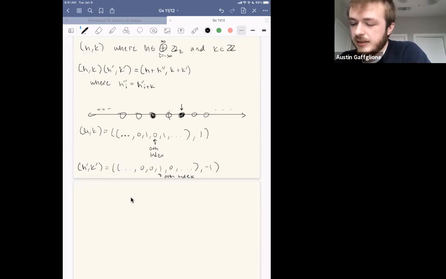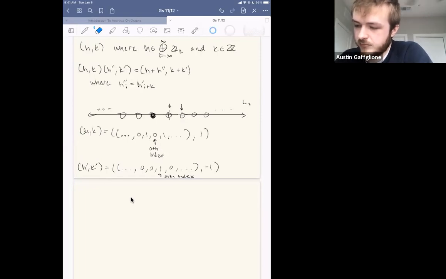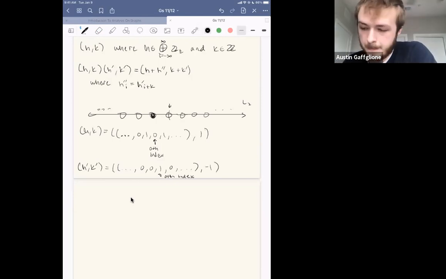Turns the bulb on again. In this case, I should say we're working in L2, so bulbs are turned on and off. If I turn a bulb on twice, it turns it off. So in this case, the bulb is off, and the lamplighter moves back to -1. So this is the picture of h comma k times h prime k prime.